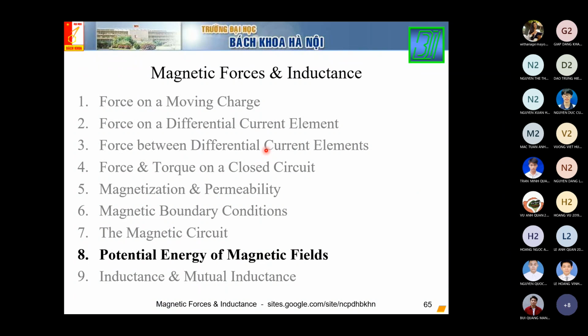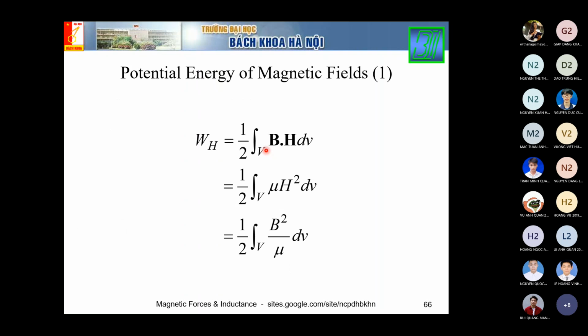Session number 8 in this chapter is about the energy stored in a magnetic field. We accept this formula. This one will be proved in a chapter on plane waves. Like the energy stored in an electric field, in a magnetic field we also have an energy. As you can see here, it is a volume integration of the dot product between the magnetic flux density and the magnetic field intensity.